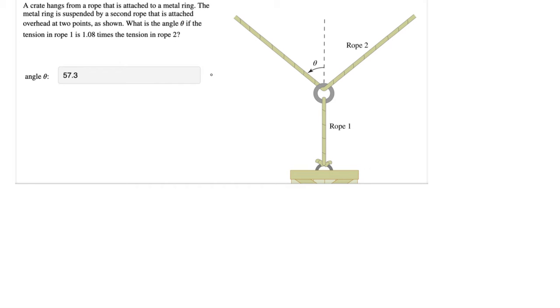A crate hangs from a rope that is attached to a metal ring. The metal ring is suspended by a second rope that is attached overhead at 2 points as shown. What is the angle theta if the tension in rope 1 is 1.08 the tension in rope 2?